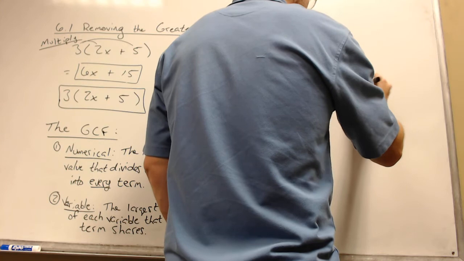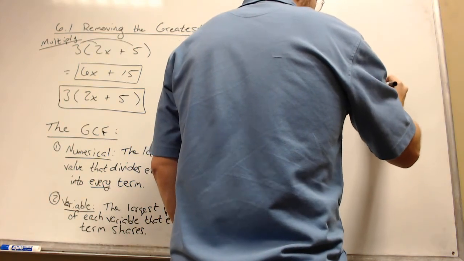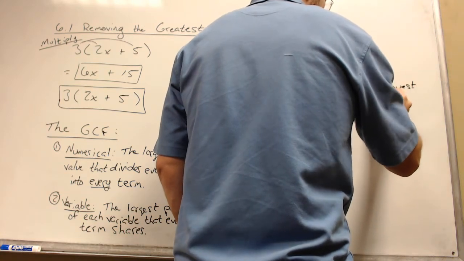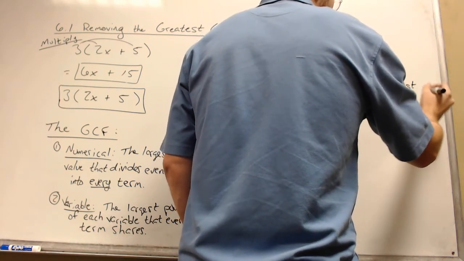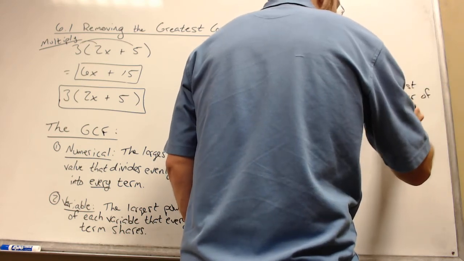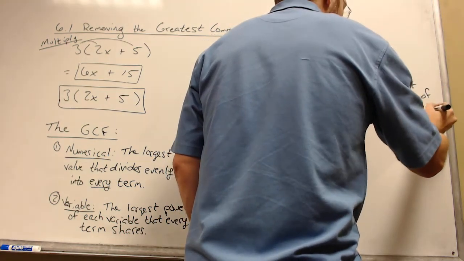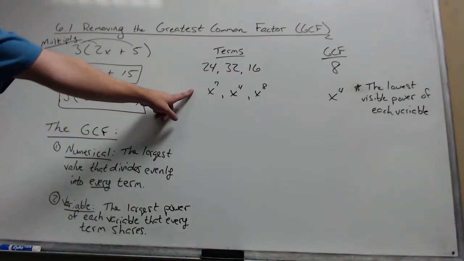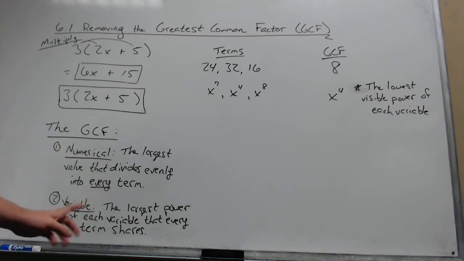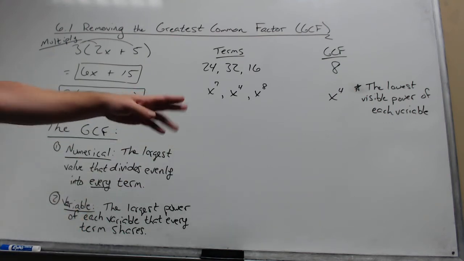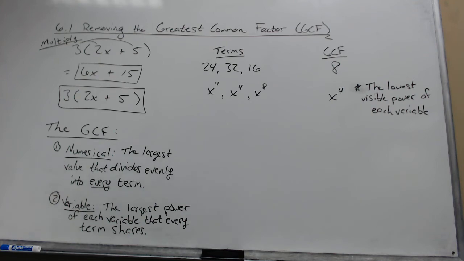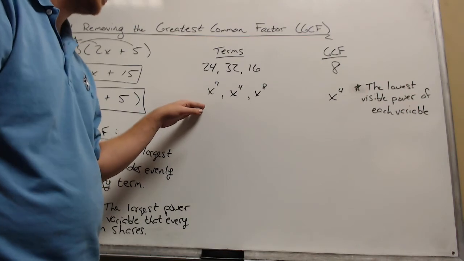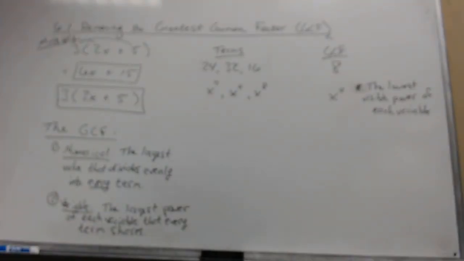Working definition would be the lowest visible power of each variable. These two things are one and the same. The lowest power of each variable that I see is also the largest power that all of them share. So although these definitions may seem contradictory or opposite of each other, they both say the same thing. Whatever the lowest power is in this list of terms is the highest power that they all share.